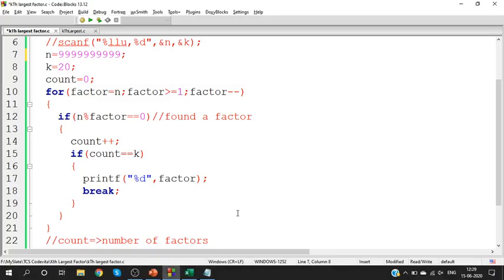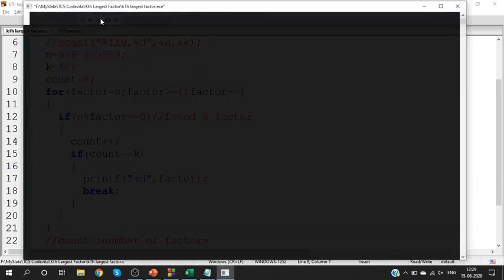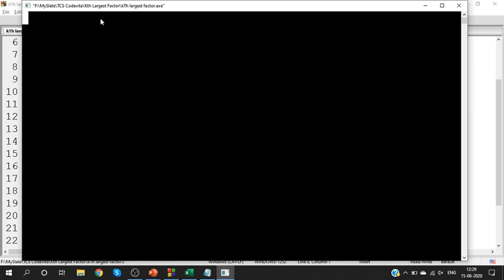So I'll add a 9. The 48th factor should be 1. Take a look at the execution time. See, it is going to take at least 2 minutes. So don't think that the program is not working at all. It is working. It is continuing the execution.